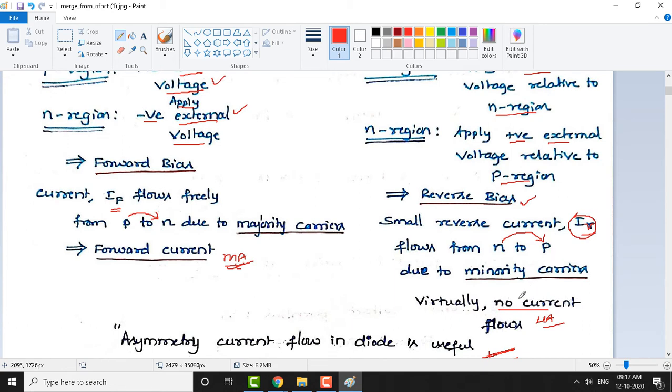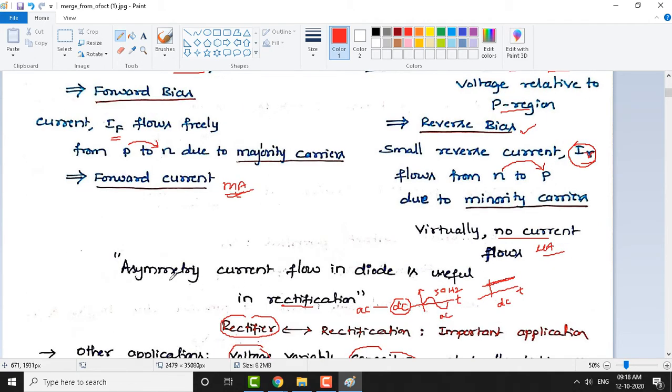Virtually, the current doesn't flow because it is a negligible amount of current, in the microampere range. In forward bias we see a milliampere current, a massive current flowing due to the majority carriers, and under reverse bias you see microamperes of current. It looks like an asymmetric kind of current flow. The current flow is not symmetric because on one side you expect milliamperes and on the other side you get microamperes. This is called asymmetric current flow.